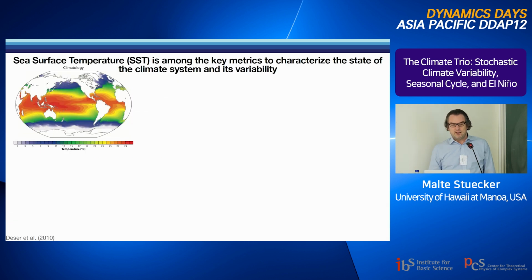But let's just start with a spatial map here of sea surface temperature. And of course, it's one of the key metrics that we use to characterize the state of the climate system, controlling large-scale atmospheric circulations, the distribution of life, and so on.